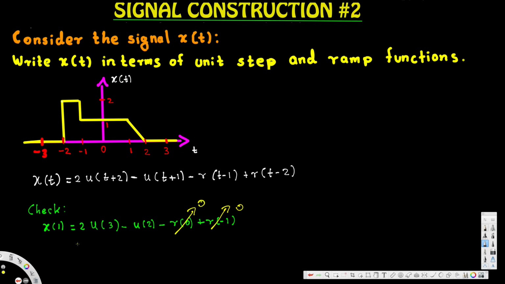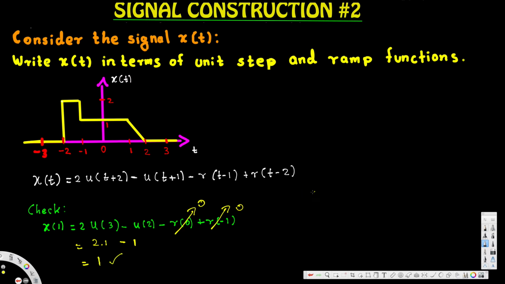2 u of 3. So u of 3, when we have a unit step function, that's going to be just 1, so 2 times 1, and minus u of 2, that's also 1, so this is going to be 2 minus 1, that's 1. So we get the same answer as in the graph, so this is correct.